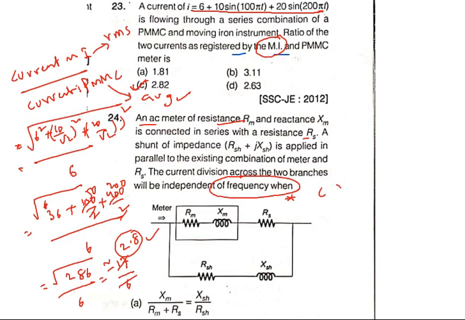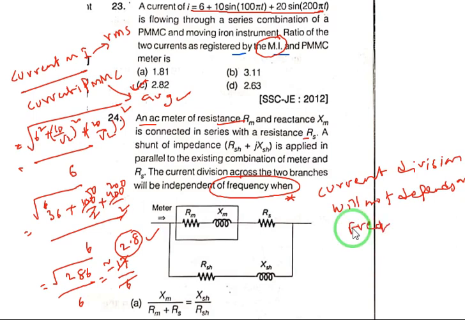See here, current division will not depend on frequency. Which case? Very important. Current division will not depend on frequency when the ratio of the reactance to the resistance is equal in both the branches. If the ratio of the reactance to the resistance is the same in both the branches, then we can say current division will not depend on frequency. Again I am repeating.